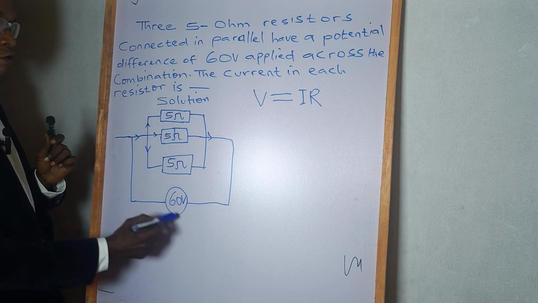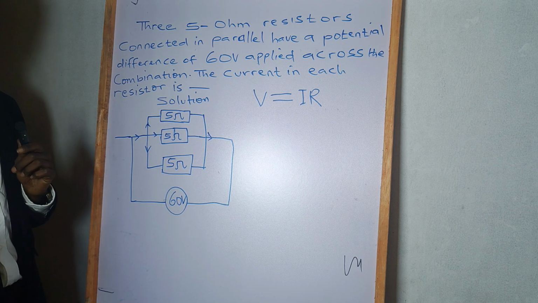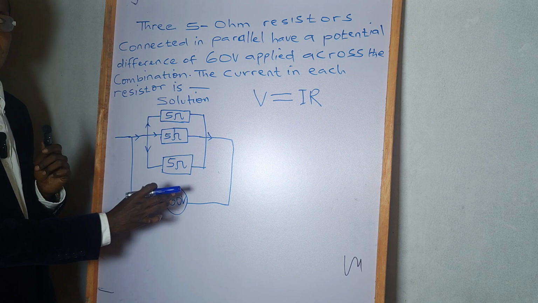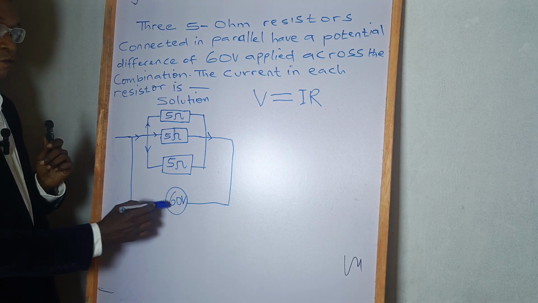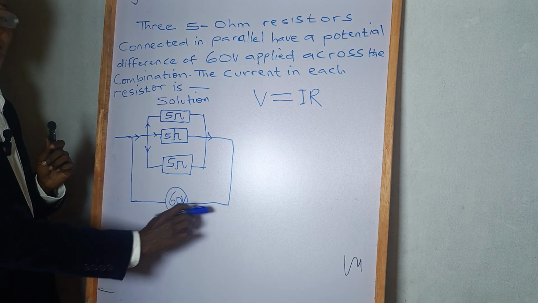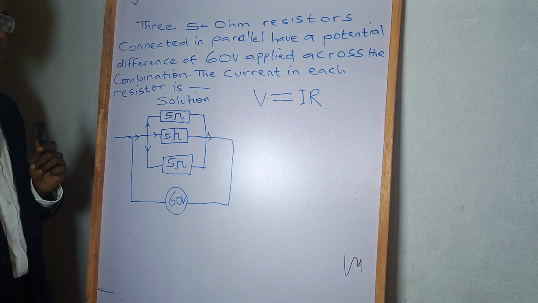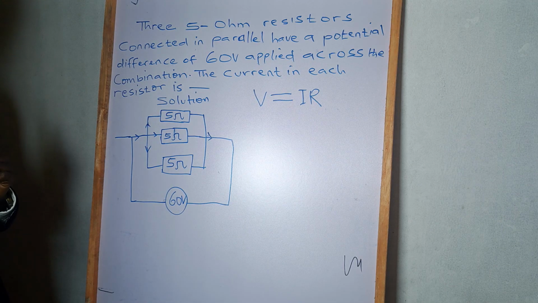Potential difference of 60 volts. This is the 60 volts applied. The acceptable standard is that whenever you have resistors arranged in parallel like this, all of them are going to have the same potential difference, which you can see on the board. The current in each resistor, that is what we want to find.